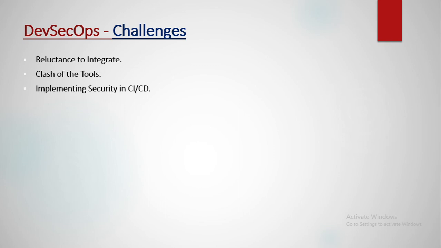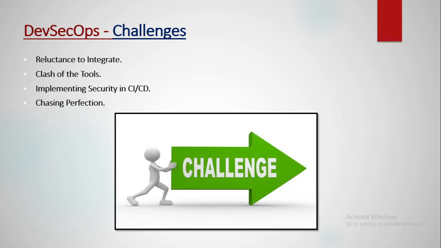Third one is implementing security in continuous integration and continuous development. Security has always been something that comes at the end of development. But with DevSecOps, security becomes a part of continuous integration and continuous development. Fourth one is chasing perfection. It is impossible to have a completely smooth process right off the bat. Many organizations give up because time is wasted in trying to make things work perfectly. Okay, that's all about the DevSecOps challenges. Next, we will move into the conclusion section.